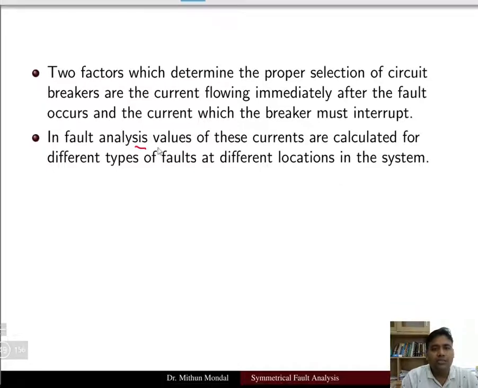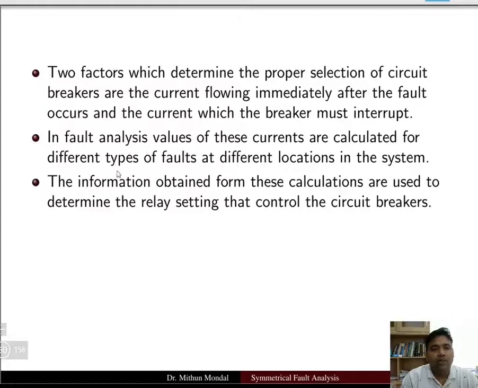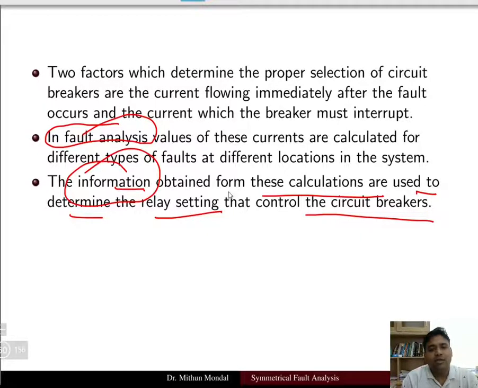So in fault analysis, the values of this current are calculated for different types of fault and different locations in the system. Why do we do fault analysis? In order to calculate what types of fault can occur at different locations in the system and what will be the current in those types of fault. The information obtained from these calculations is used to determine the relay setting that controls the circuit breaker.